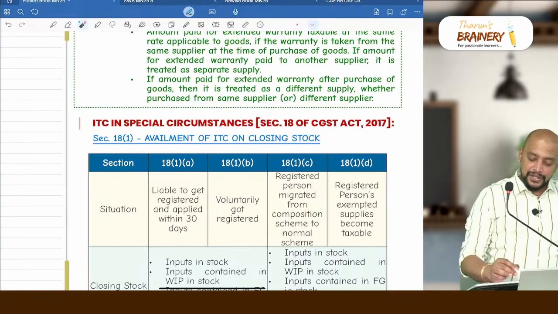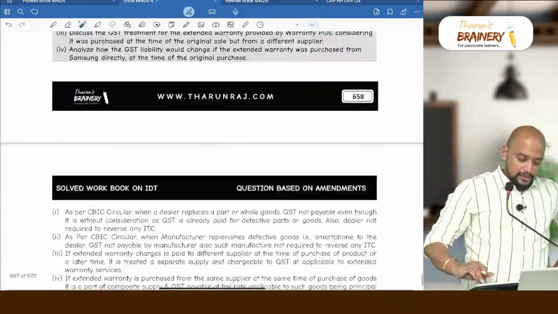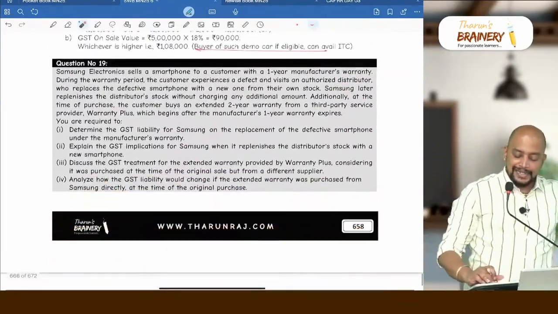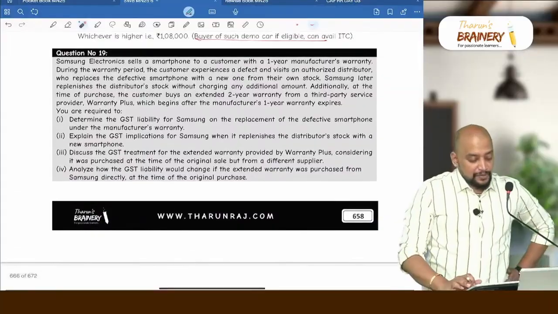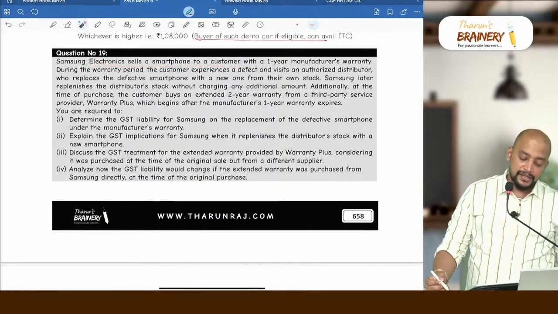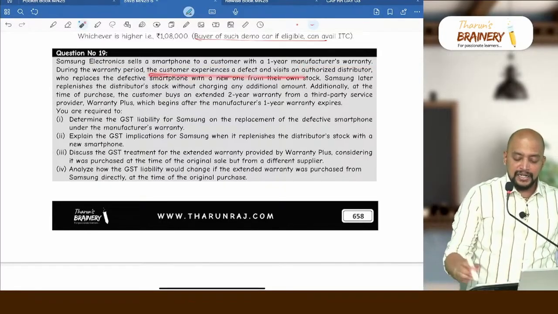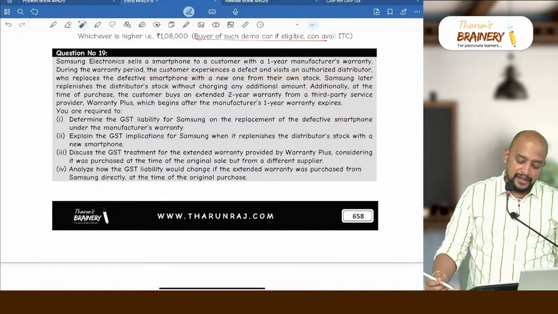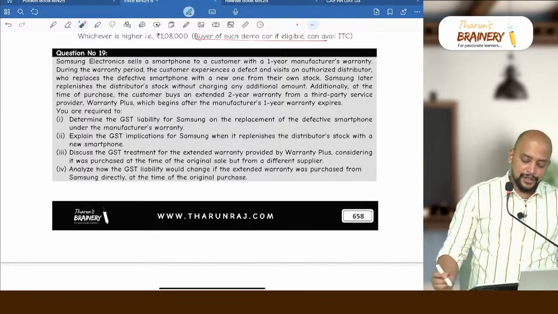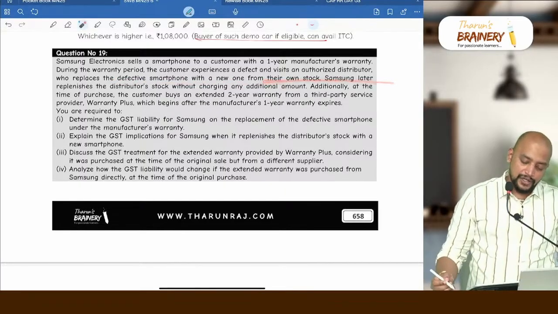You can see one question based on this. Question number 19. Samsung Electronics sells a smartphone to a customer with a 1-year manufacturer warranty. During the warranty period, the customer experiences a defect and visits an authorized distributor who replaces the defective smartphone with a new one from their own stock.